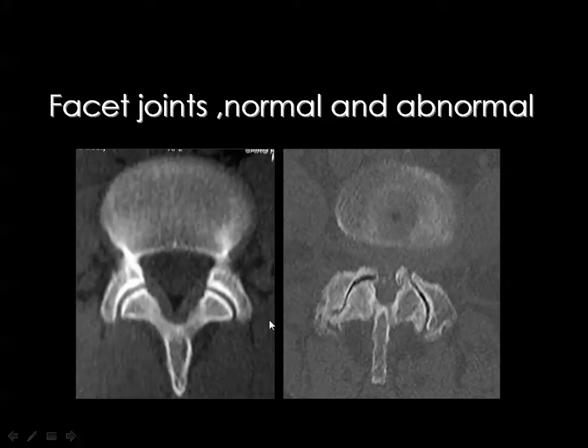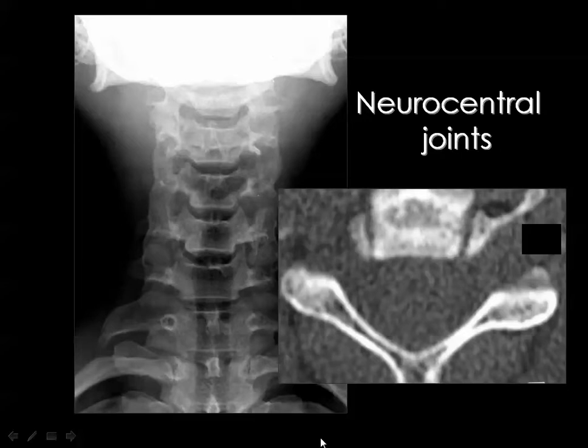But here, this is the normal appearance of the facet joints, and these are facet joints showing advanced osteoarthritic changes because of the narrowing of the joint space, subarticular bone sclerosis, osteophytic lipping of the articular surfaces, and intra-articular air representing the vacuum phenomenon.